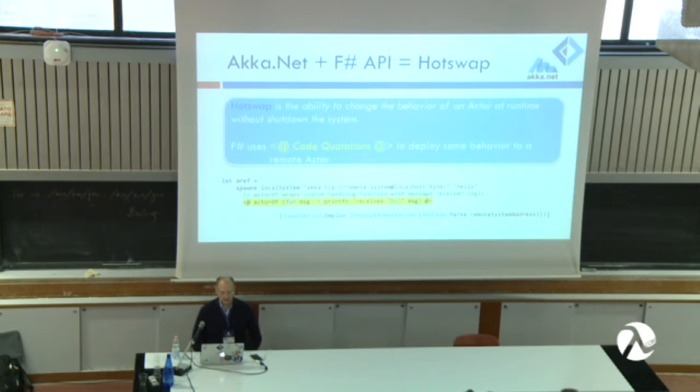F-sharp API, before jumping into code, only a few slides left. But what I really like about the combination of Akka.NET and F-sharp API is a unique feature of the language called code quotation. What it does is create an abstract syntax tree of your code. And Akka.NET is able to wrap this code, serialize it, and send it remotely to deploy an actor remotely or change the behavior of an actor remotely, right? Almost as Erlang does, so if there is any Erlang here, just don't laugh at me, but almost, right?